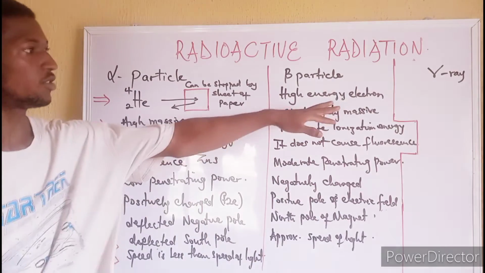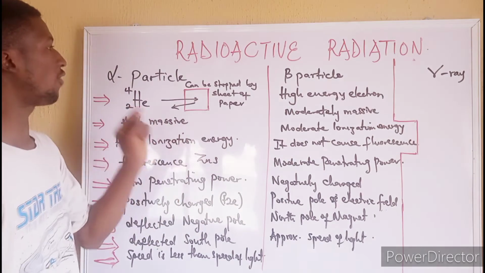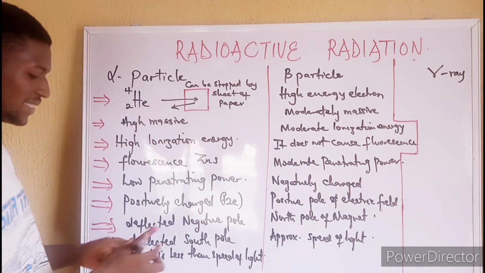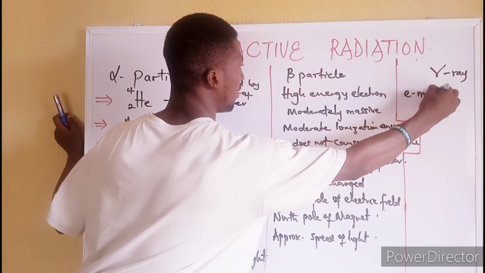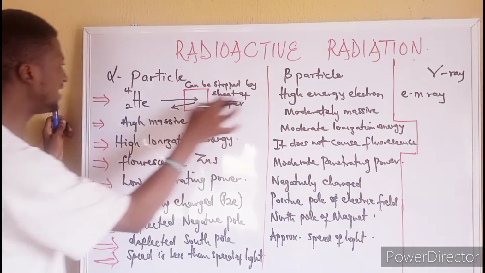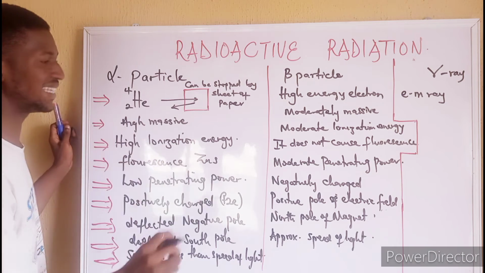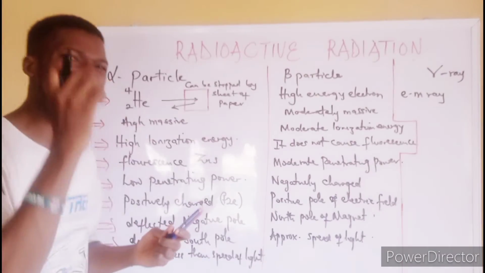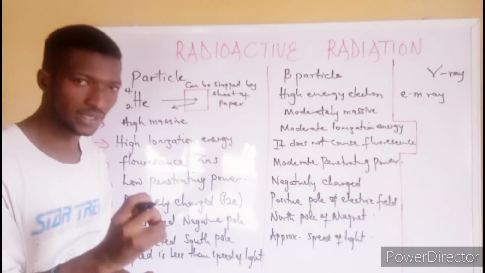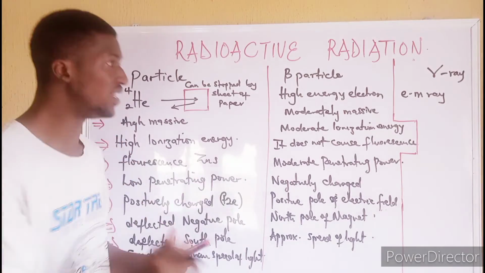Okay. Now let's look at the gamma ray. Gamma ray is an electromagnetic ray, so the nature of gamma ray is electromagnetic. It's one of the electromagnetic rays with very high frequency and the shortest wavelength.